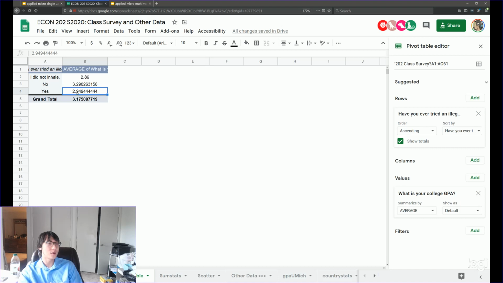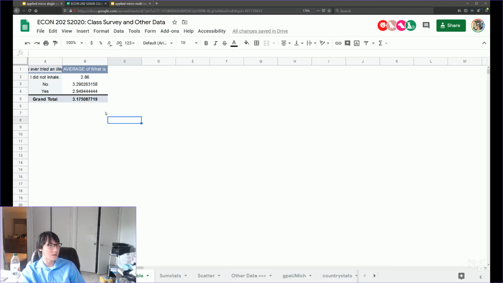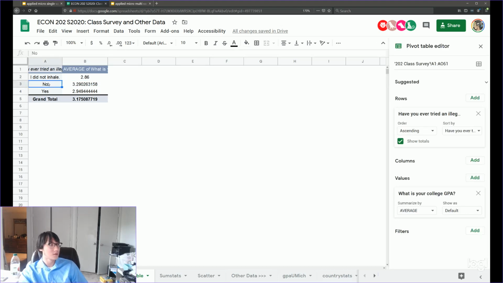2.95 as opposed to 3.30. So what does that mean? If you showed most people this data, they'd probably reach the conclusion that maybe drug use leads you to have a lower GPA, right? You're spending the whole day smoking weed instead of doing your homework or something, you're going to have a lower GPA. I think that's probably what they would conclude.